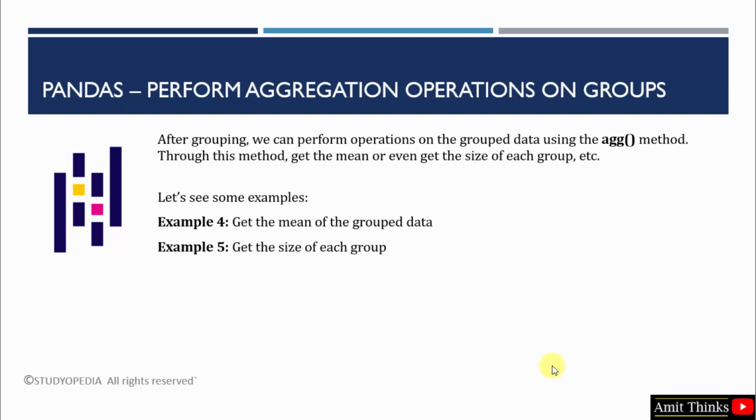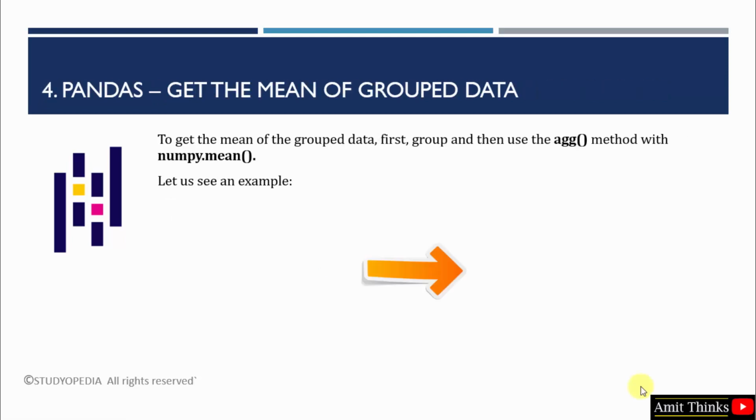Now we will perform the aggregation operations on groups using the AGG method. We can get the mean or even get the size of each group using these operations. So we will see two examples. First, we will get the mean of the group data. And in the fifth example, we will get the size of each group. Okay, let us see. First, we will get the mean of the group data. For that, first group the data and then use the AGG method with the mean method. So herein we will use the numpy.mean method. Let's see.